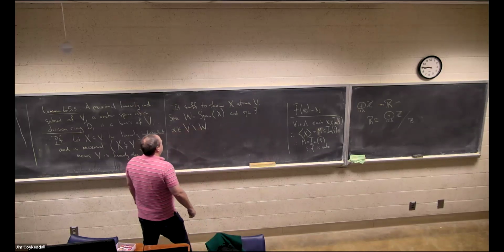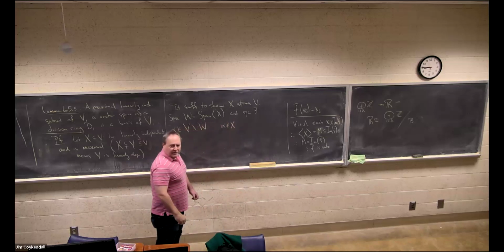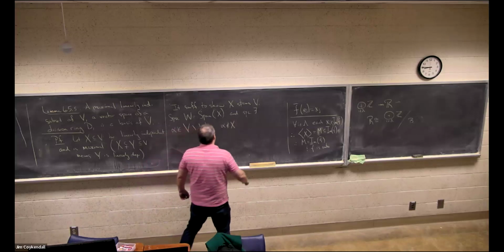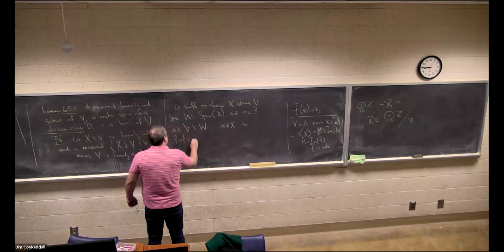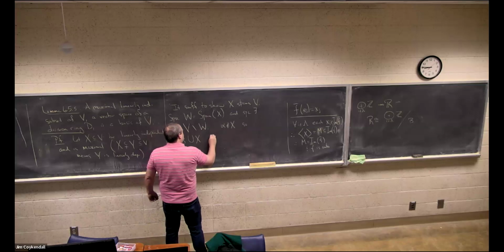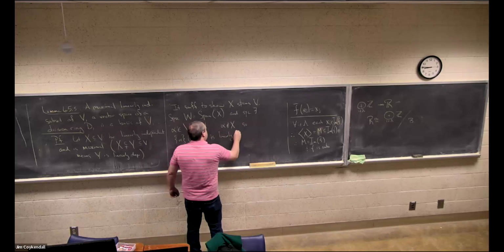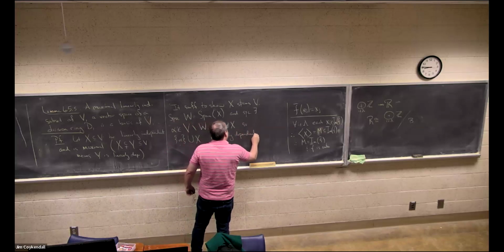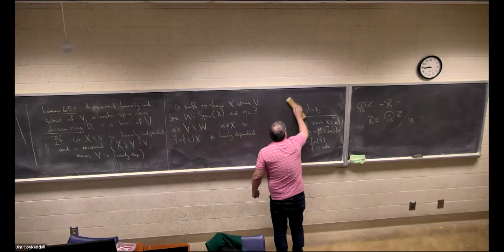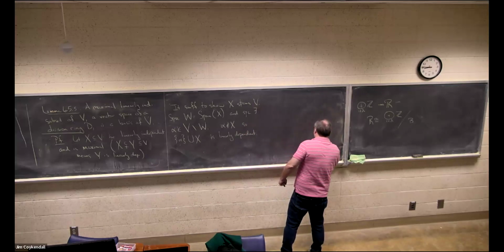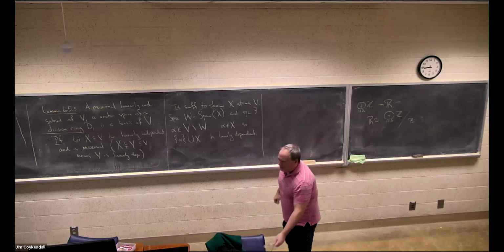Let me point out that there's no way alpha is in X. So if you look at alpha union X, this must be linearly dependent. That actually has to be, because it's a set that properly contains X, since alpha is not in X. So by the maximality of X, this has to be a linearly dependent set.